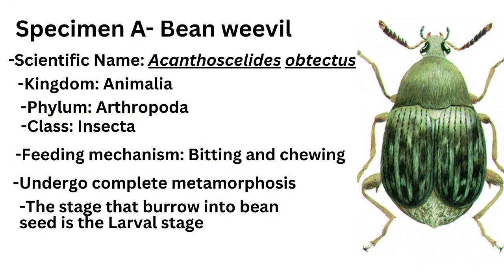Now another thing you need to note is that the stage that burrows into the bean seed is the larval stage. So you may be asked, which stage of specimen A is responsible for burrowing into the bean seed? It is the larval stage. The eggs are laid by the adults. The eggs develop into larva, from larva to pupa, and pupa to the adult, and that's how the cycle continues.